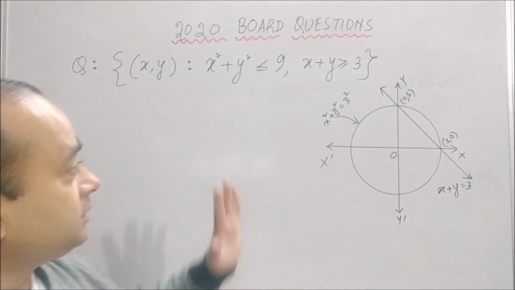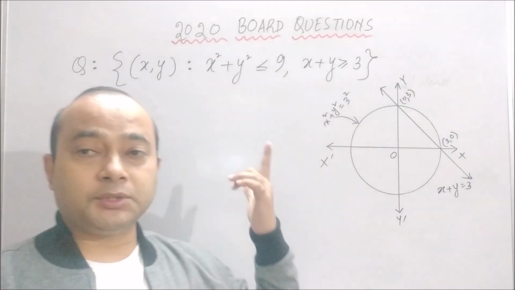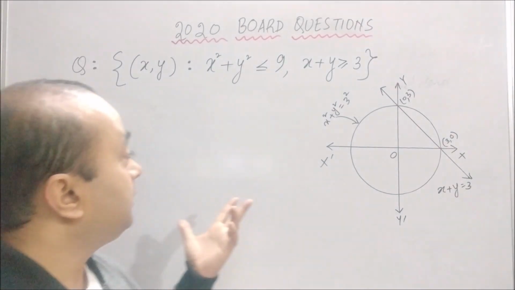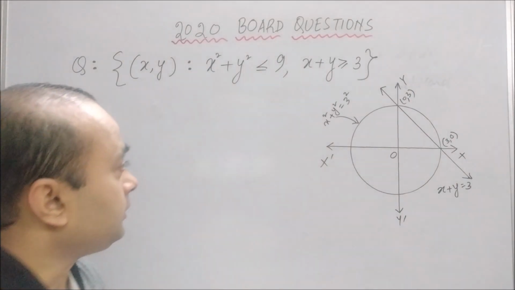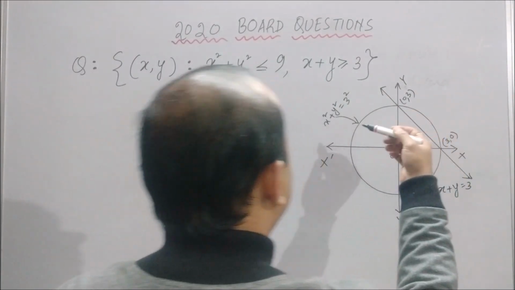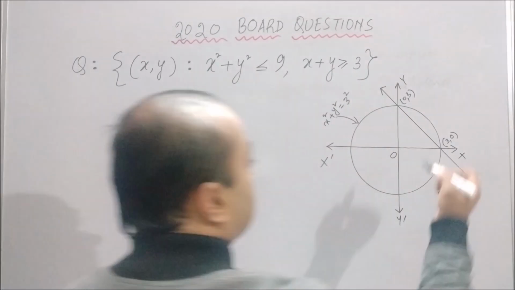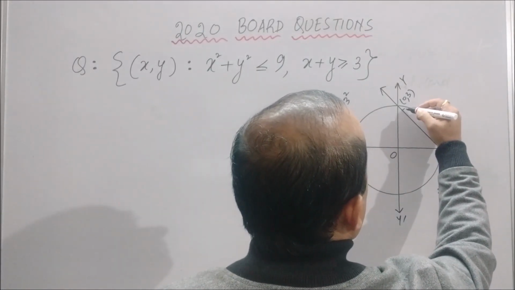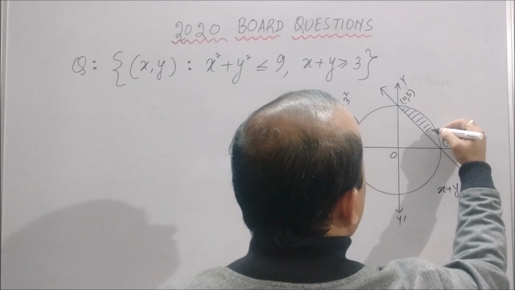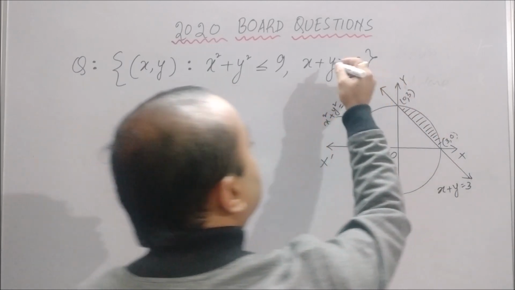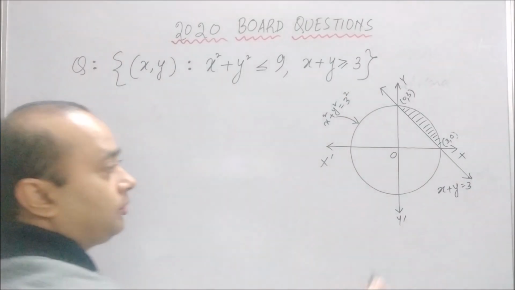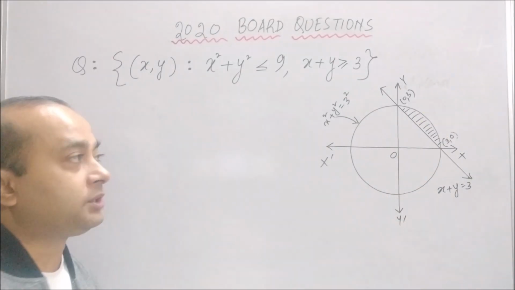Now the region. For the circle what we see? For the circle it is the inside region, no doubt about it, and for the straight line it is the upper region, the above region, because if I take (0, 0) it is not satisfying this equation. So this shaded region is the region that we are supposed to find.